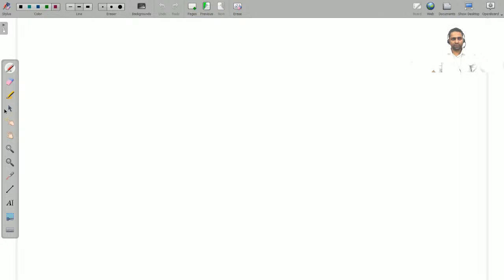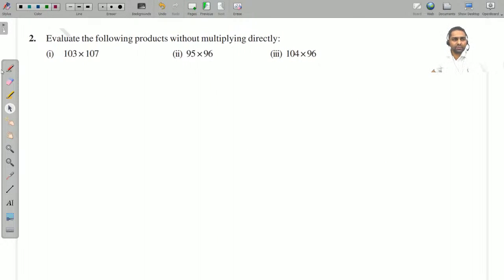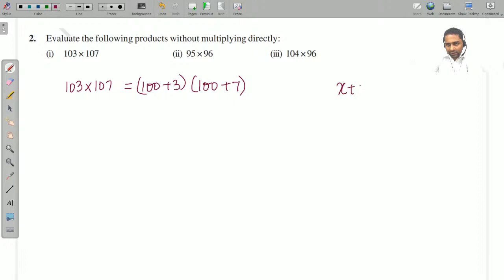Coming over to the next part of the question, second question. Evaluate the following products without multiplying directly. So 103 times 107. Basically it means 100 plus 3 times 100 plus 7. Which identity can you use over here? You can use x plus a times x plus b, which is equal to x square plus a plus b times x plus ab.